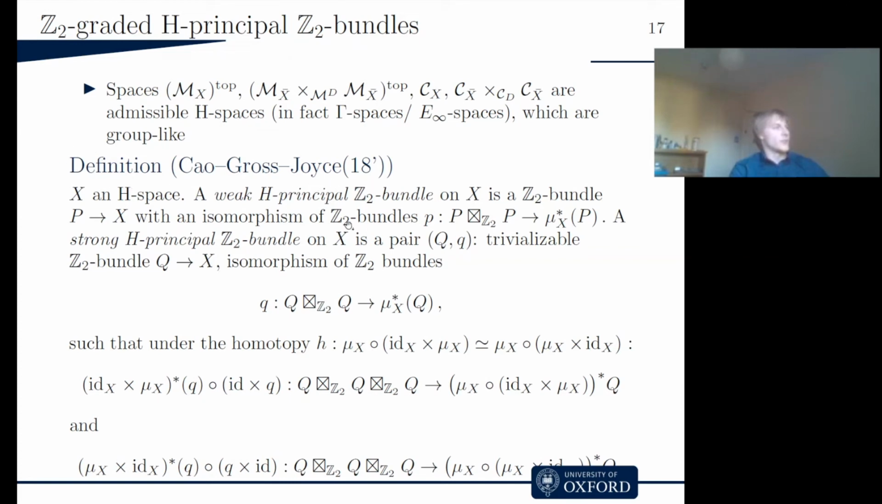Now Cao-Gross and Joyce define this weak and strong H-principal Z2 bundles, which tell you that if you have such an H space, then a weak H-principal Z2 bundle comes with some isomorphism which corresponds to the fact that it behaves well with respect to the sum on this H space. And the strong H-principal Z2 bundle is a weak H-principal Z2 bundle together with a specific isomorphism Q, where this capital Q needs to be trivializable on top of it. And this isomorphism Q needs to satisfy some associativity condition, which is written down here.